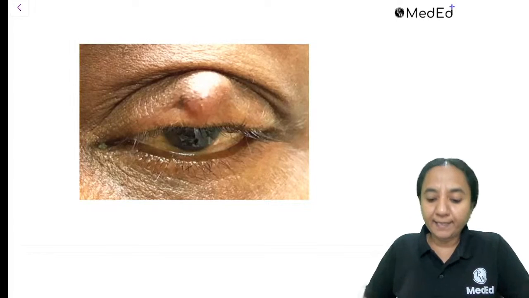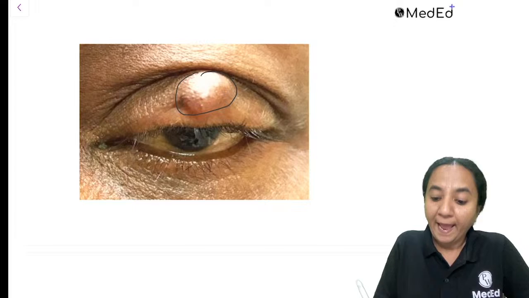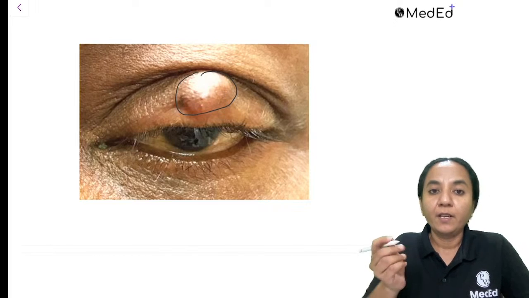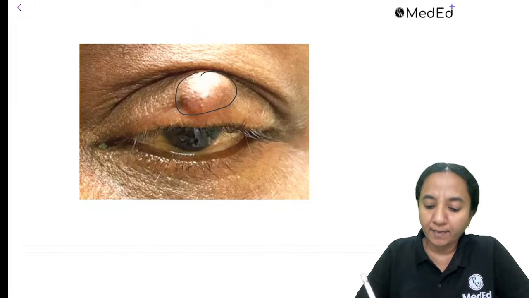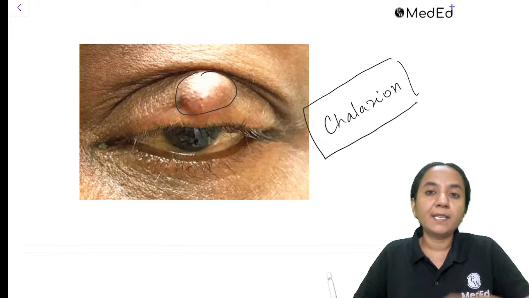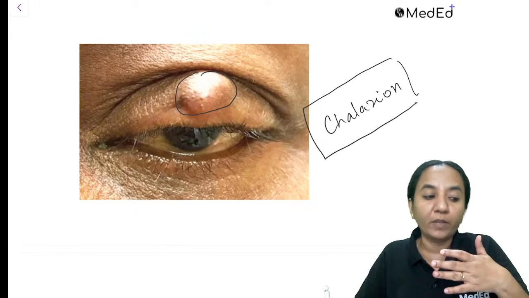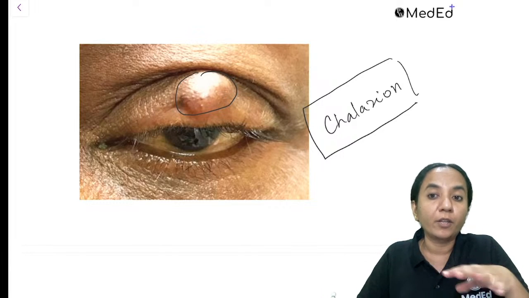Now if you see this kind of a swelling, see, this is a swelling which is not red and it is away from the lid margin. So it's involving the meibomian gland and it is chronic. So what is this? This is a picture of chalazion. So see, it's involving the meibomian gland. How do we know that? Because it is away from the lid margin and it is not red. So it's not acute, it's chronic.